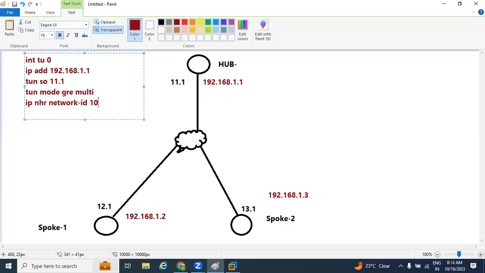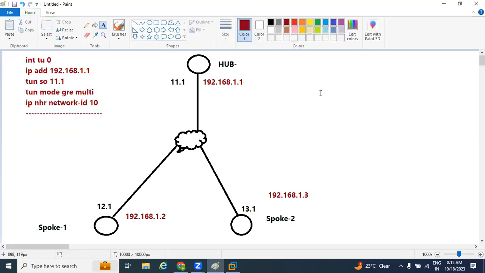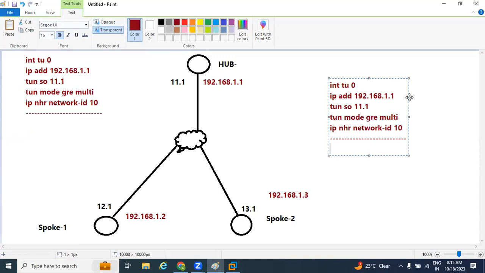Now after this, I have to make the mapping. What is needed now? Mapping for the unicast traffic and for the multicast traffic. But today, I'm not going to do this mapping manually. Yesterday we did it manually, so today is all about dynamic. So this configuration is now on spoke 1.